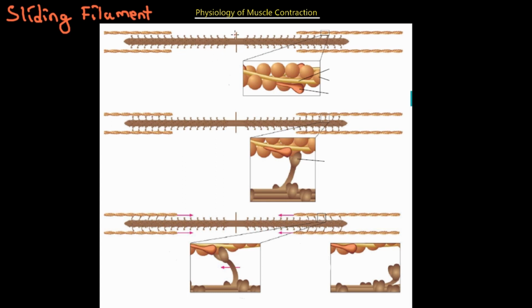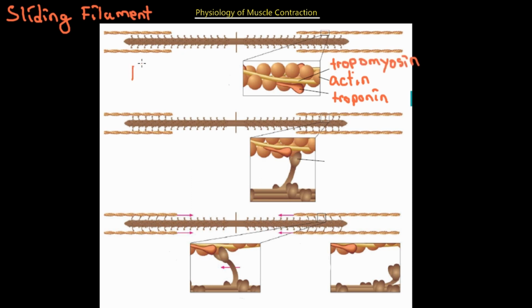So here we have the M line right through the middle. We talked about this before. Now, all of these little balls right here are going to be actin molecules. So that's actin. Now this one right here that's wrapped all around the actin is called troponin. Finally, this long one is going to be called the tropomyosin.